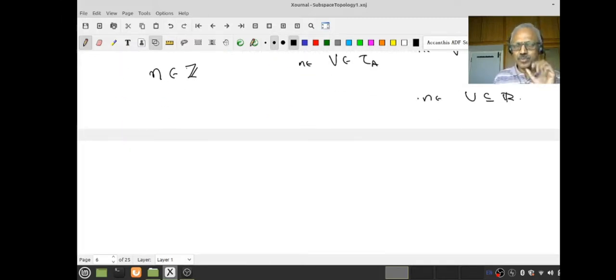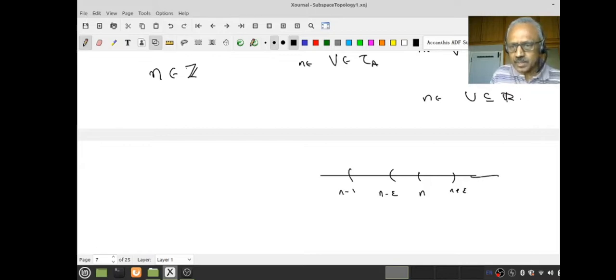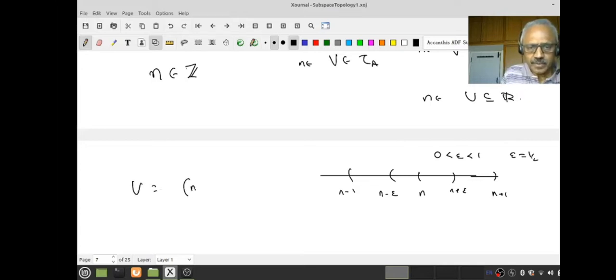And what are the simplest open sets which contain n? So this is my n. Simplest open sets are of the form n minus epsilon to n plus epsilon, right? Now in particular, I can avoid this n minus 1 and n plus 1 by choosing epsilon less than 1, for example epsilon equal to half. Then I take U equal to n minus half to n plus half. Then U intersection Z is nothing other than the singleton n.